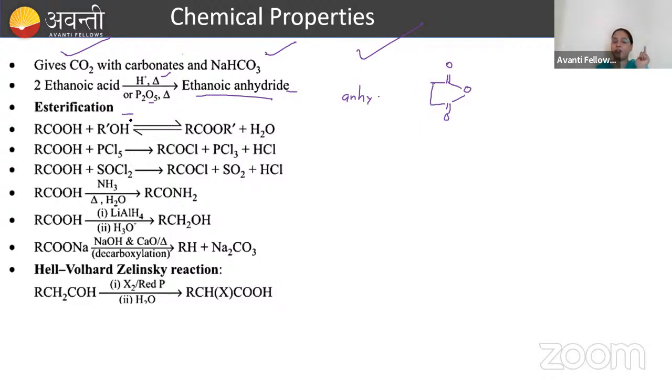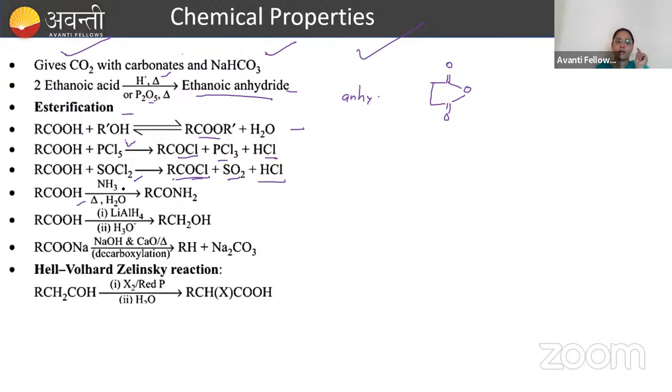Esterification reaction, this is very, very important. When acid and alcohol react together, there is a formation of ester and water is produced. Please remember this. When acid reacts with phosphorus pentachloride, it forms acid chloride, PCl3 and HCl. Similarly, if the acid reacts with SOCl2, that is thionyl chloride, then there is a formation of acid chloride again, and SO2 is liberated and HCl is formed.